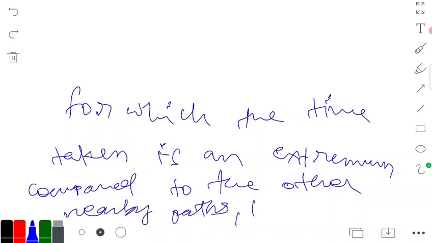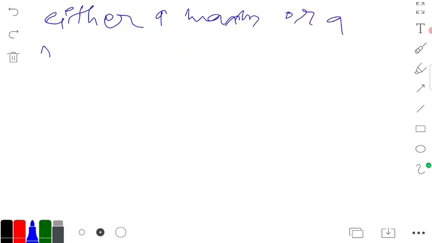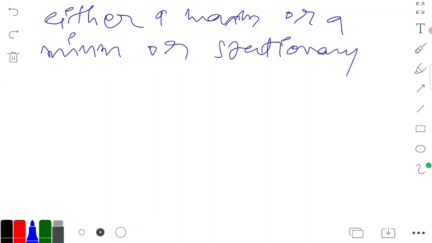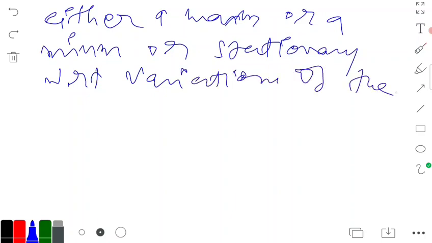That is, it is either a maximum or a minimum or stationary with respect to variations of the path.